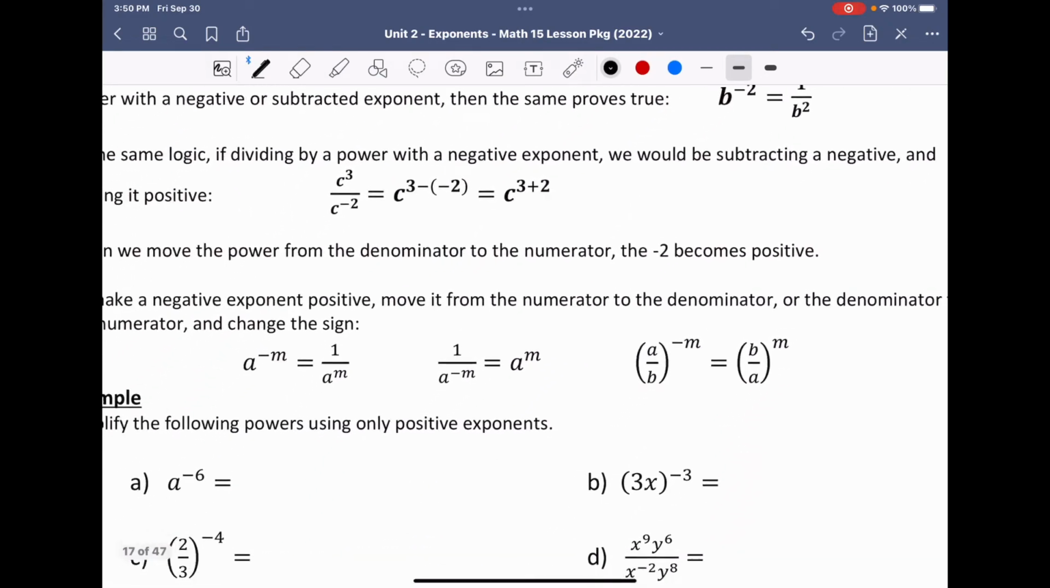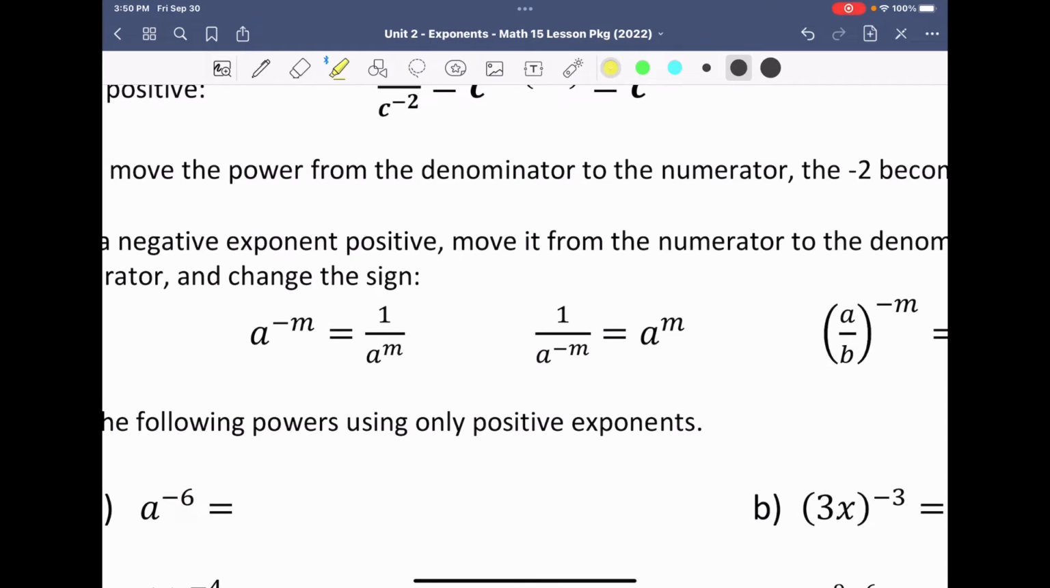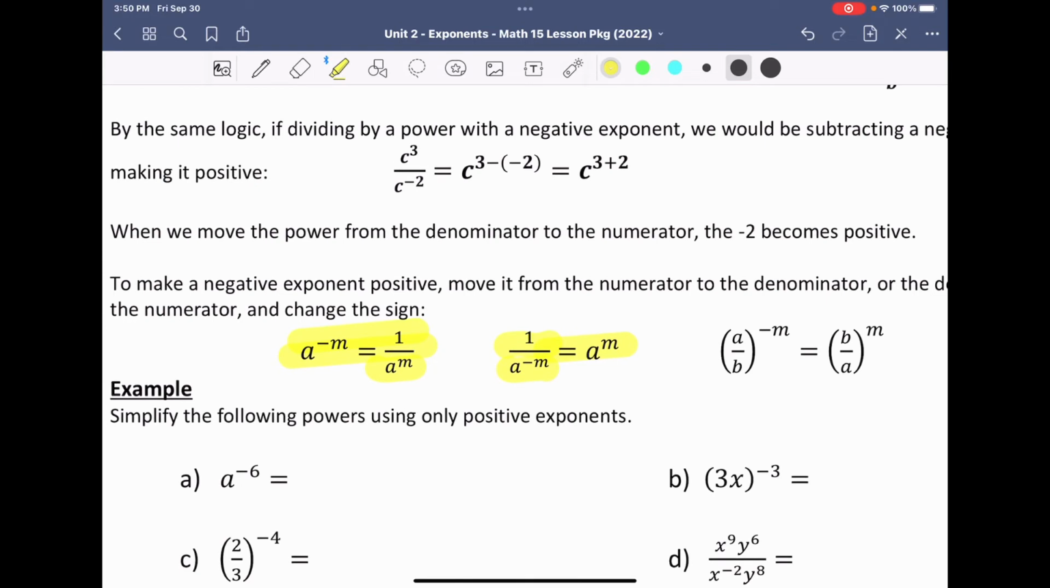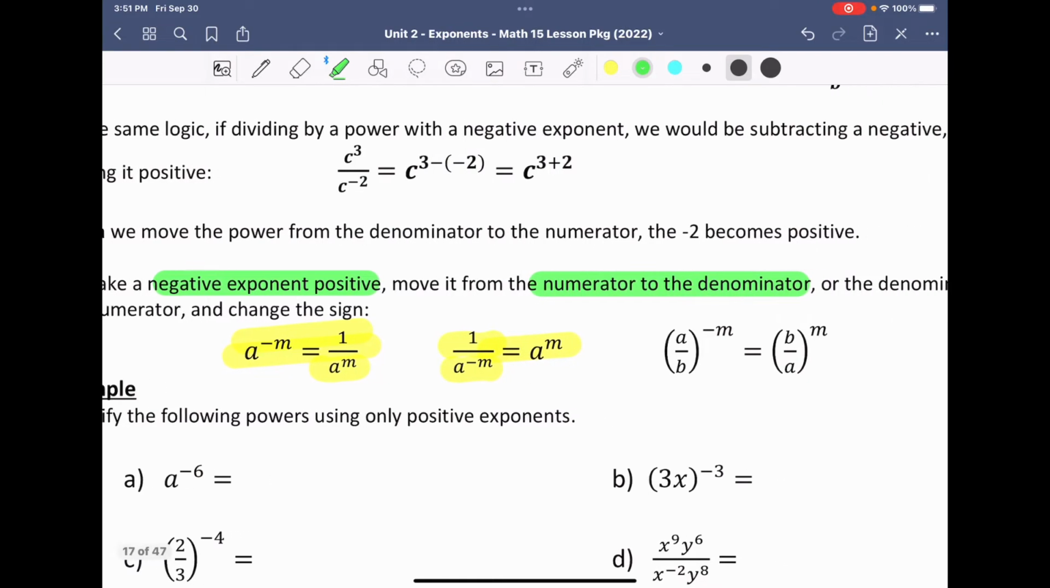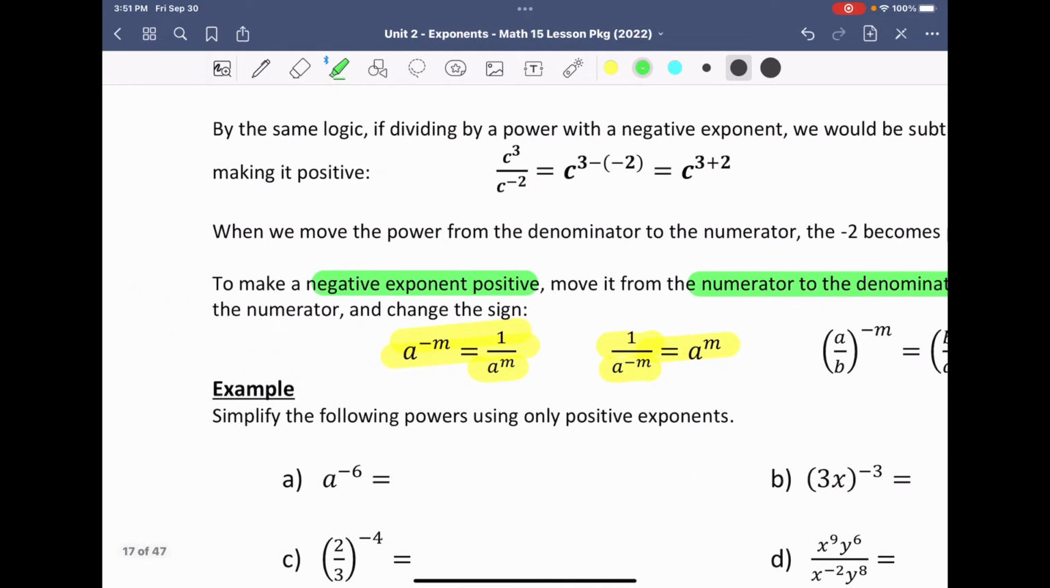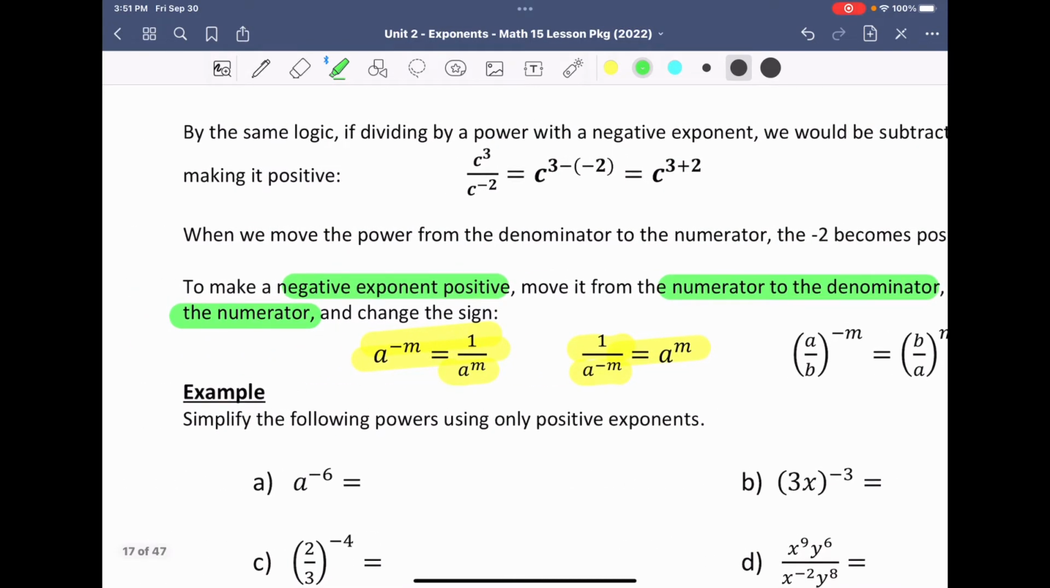Before we do that, what I would like to do is just highlight specifically the definition of what a negative exponent is doing. Suppose I have a to the negative m, well, it's going to flip and become the reciprocal, 1 over a to the positive m. If I have 1 over a to the negative m, this is going to flip and become the reciprocal, and I have a to the positive m. So if we have a negative exponent, to make it positive, we move it from the numerator to the denominator, or if it's in the denominator, we move it from the denominator to the numerator to change signs.